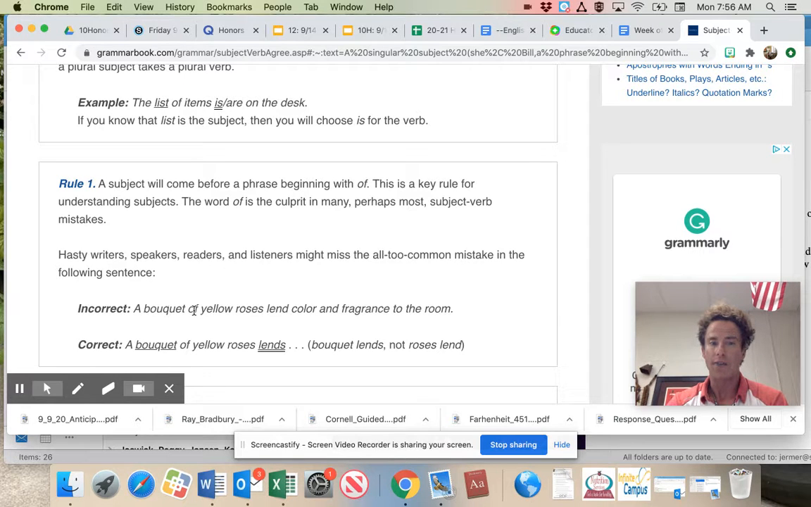Incorrect: a bouquet of yellow roses lend color and fragrance to the room. This is wrong here. They're using the plural because you might make the mistake, oh, it's roses, there's multiple, right? But it comes after the word of. So the use of the word of here identifies bouquet as the subject. Bouquet is singular, although like in list, there might be multiple flowers in a bouquet. When you're identifying a bouquet, it's singular. So we would say a bouquet lends. A bouquet of yellow roses lends color and fragrance to the room. So there you go. There's your ACT tip for the day. Make sure those verbs agree with their subjects.